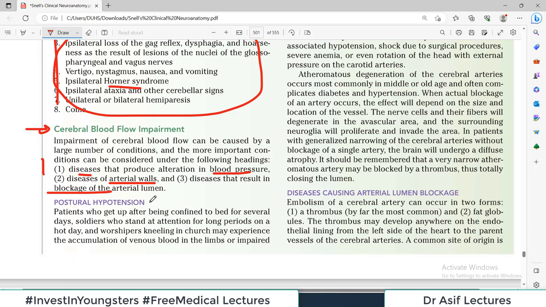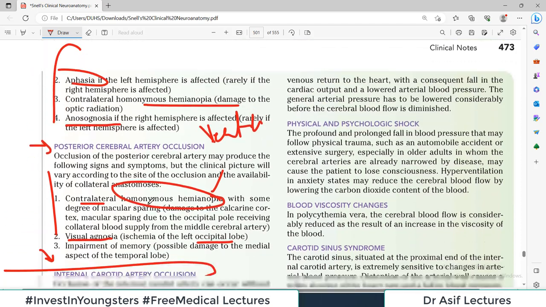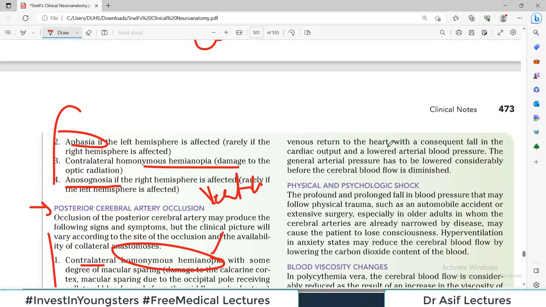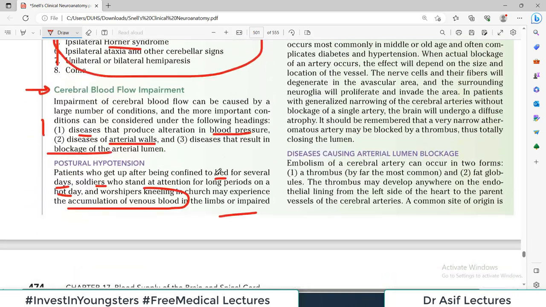So postural hypotension, for example, it's a condition jisme patient jab late ke foran uthta hai to blood pressure kam ho jata hai. Patients who get up after being confined to bed for several days, soldiers who stand at attention for long periods on a hot day, and worshippers kneeling in church may experience accumulation of venous blood in the limbs or impaired venous return to the heart, with a consequent fall in the cardiac output and lowered arterial blood pressure, sudden lowering of the arterial blood pressure. So that's a very common thing, physiological hai, lekin it can become pathological as well.